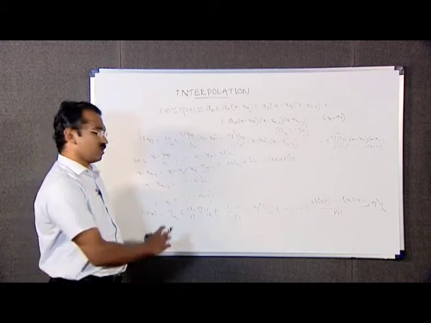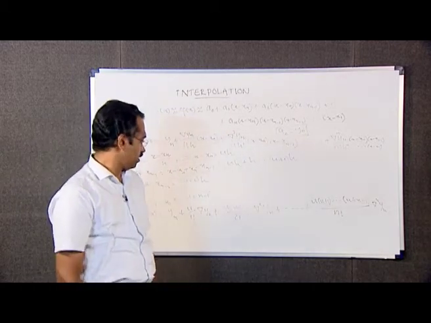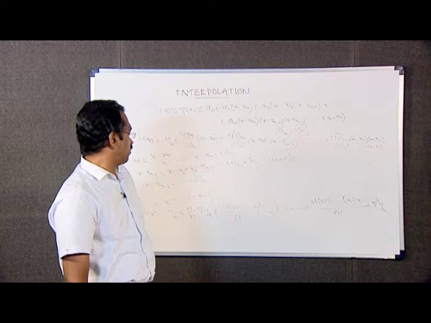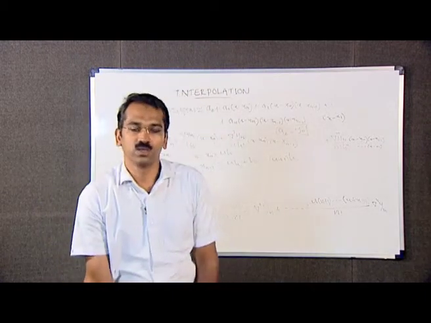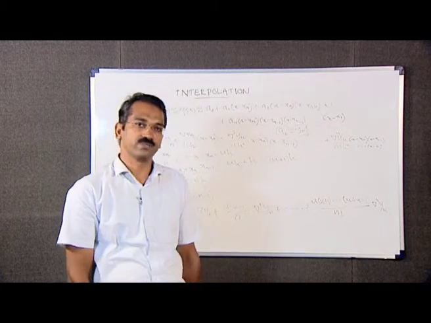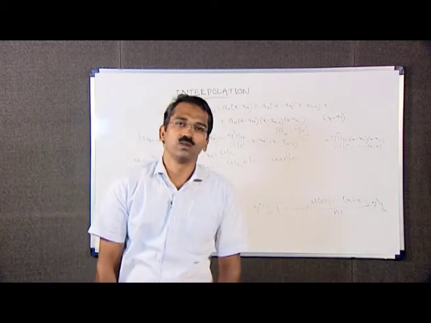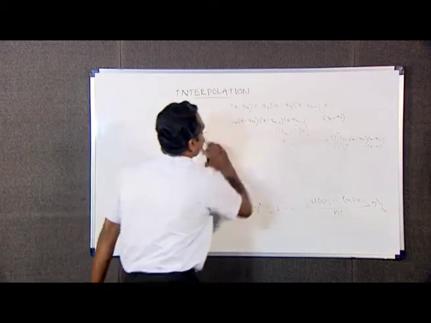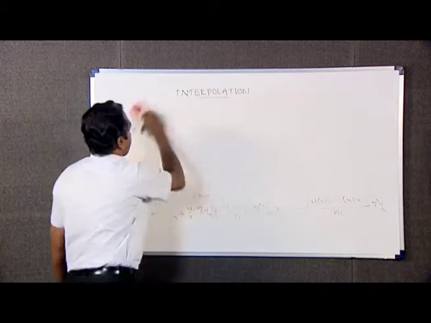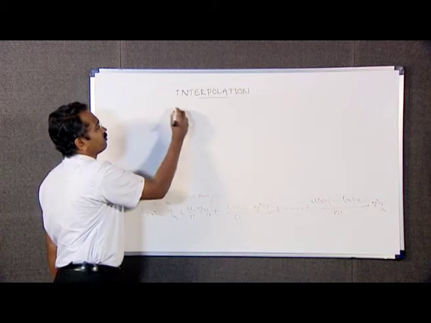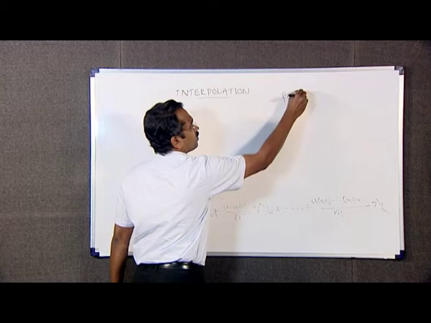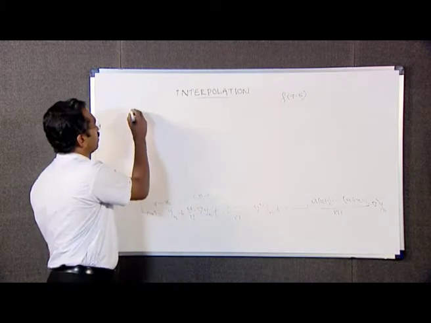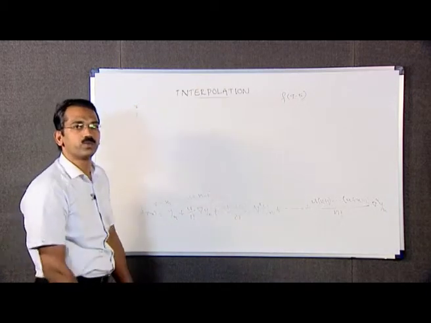This Newton's backward interpolation formula can be used to interpolate the value of y or the value of f of x at the end of a given data. For an example, evaluate f of 7.5 for the given data. The values of x are 1, 2, 3 up to 8.